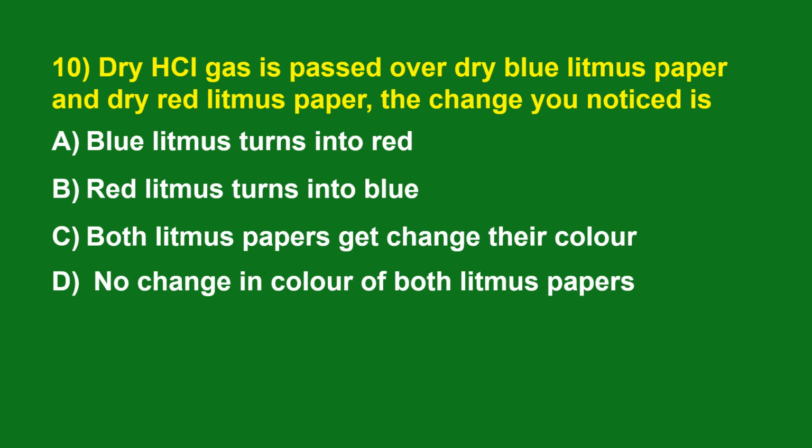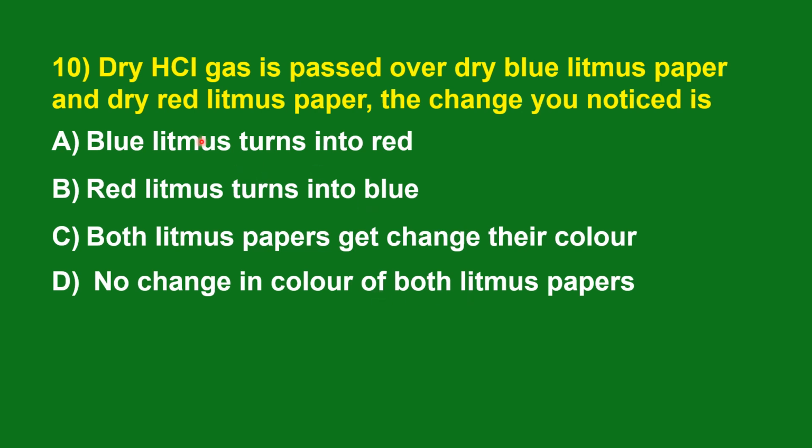Question number 10. Dry HCl gas is passed over dry blue litmus paper and dry red litmus paper. The change you noticed is: option A, blue litmus paper turns red. Option B, red litmus turns blue. Option C, both litmus papers change their color. Option D, no change in color of both the litmus papers.